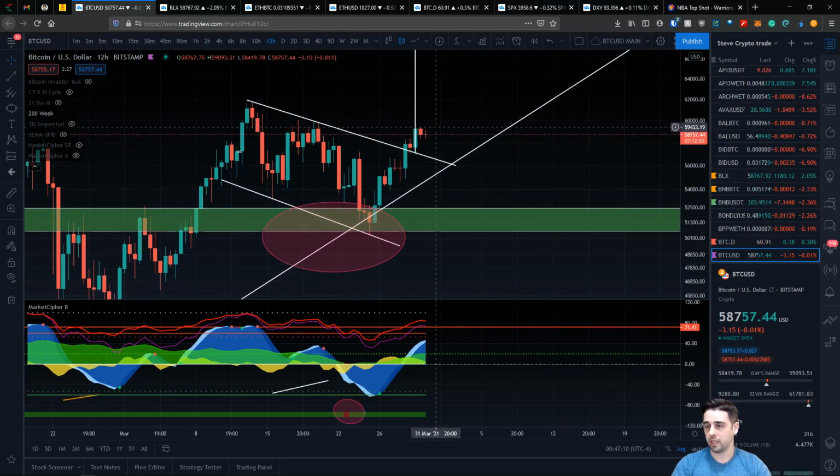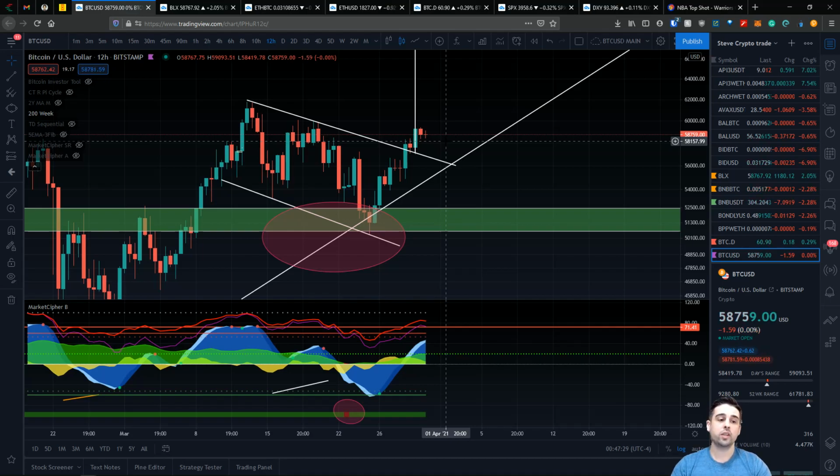It always happens. It'd be interesting to see if we get another retest of the top of this bull flag. It doesn't necessarily have to happen, but we'll be keeping track of it, and I will keep you guys up to date. But really, I'm bullish across the board in this market, especially on Bitcoin.